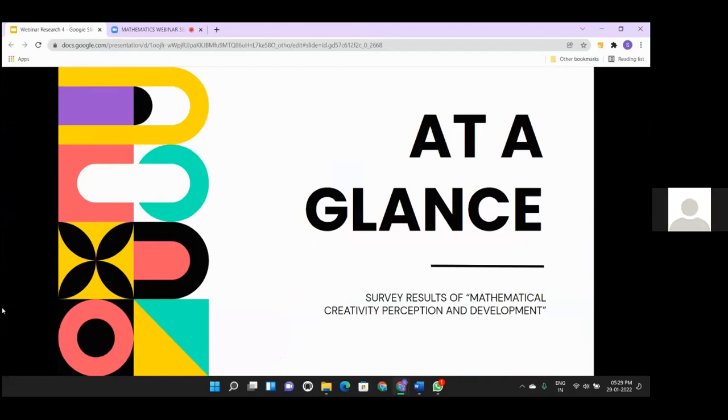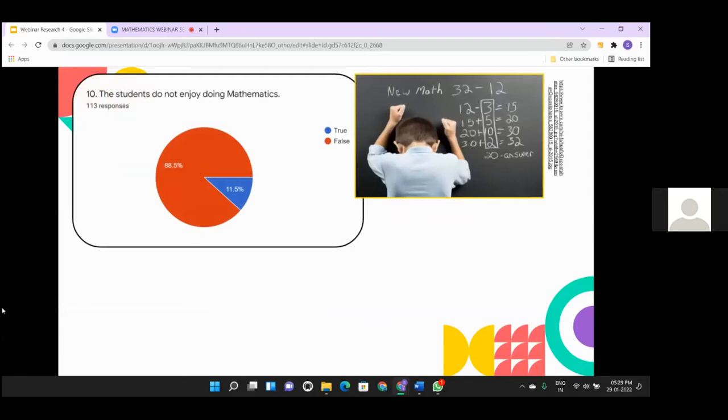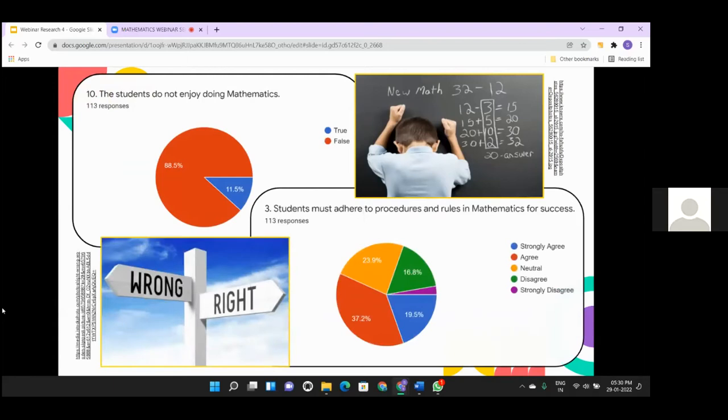To study the views of our participants regarding creativity in maths, we conducted a survey titled Mathematical Creativity, Perception and Development. Let's glance at some of the responses. 88.5% of our participants voted that the statement students do not enjoy mathematics is false. Around 56.7% generally agree that students must adhere to procedures and rules in mathematics for success, while around 24% chose to remain neutral on this matter.